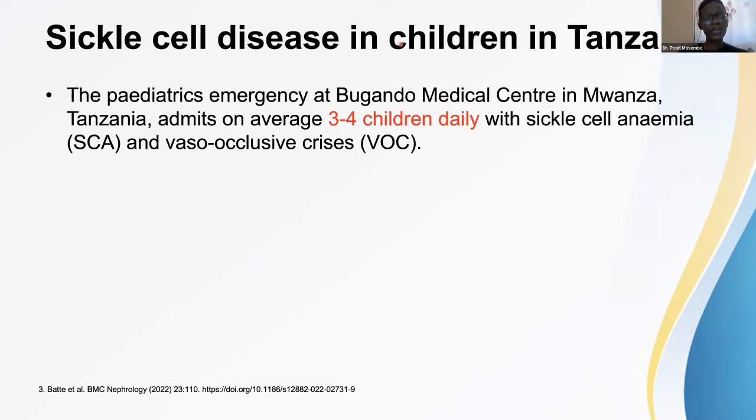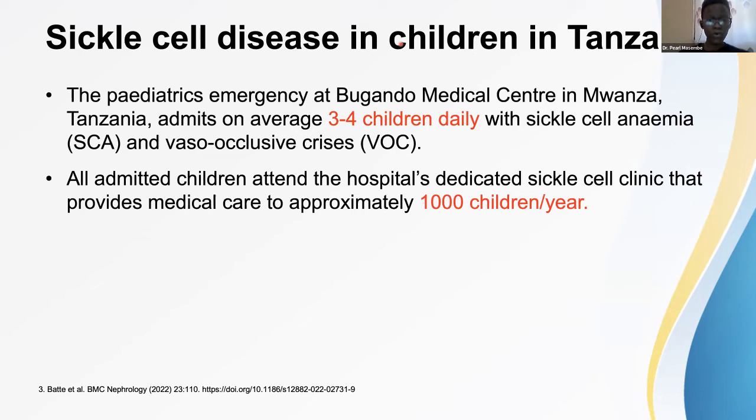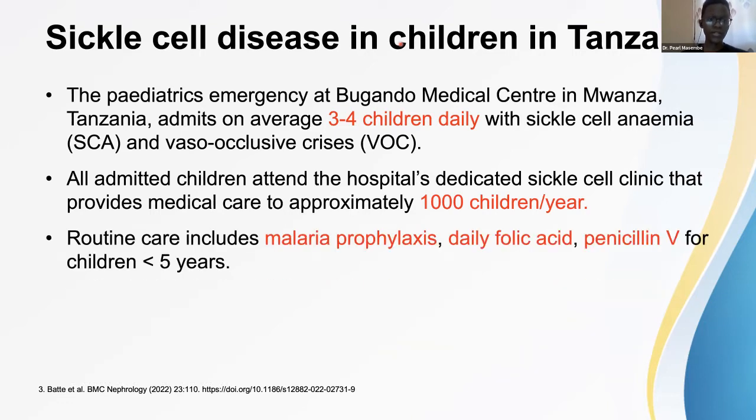Sickle cell disease in children in Tanzania. So here in my hospital, we admit, first of all, in the emergency department. Around 3 to 4 children daily are admitted with sickle cell anemia or vaso-occlusive crises. After treating all the admitted children, we tell the parents to attend a sickle cell clinic. Approximately 1,000 children a year are attended to in the dedicated sickle cell clinic.